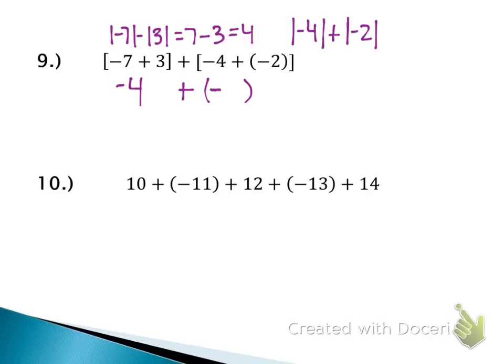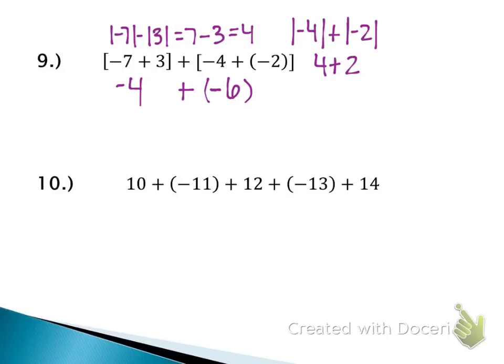The absolute value of negative 4 is 4. The absolute value of negative 2 is 2. So when I do that, I'm getting a 6. But again, it's really negative because I was adding two negatives together to get it.